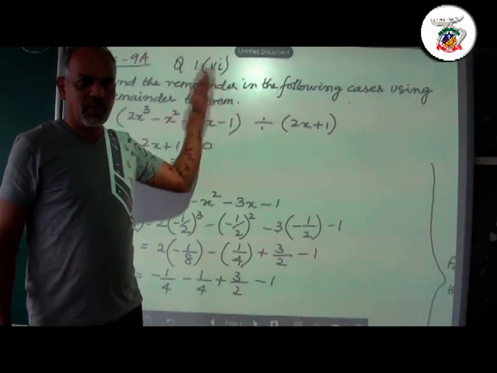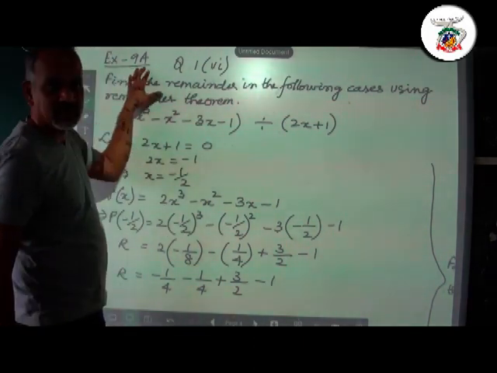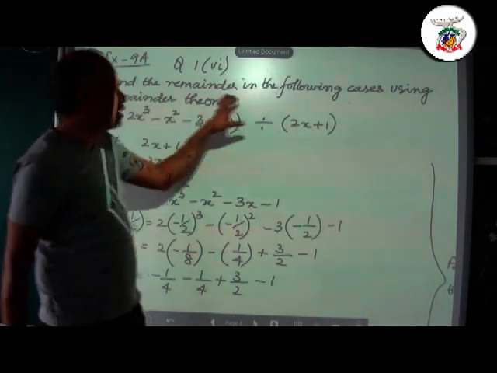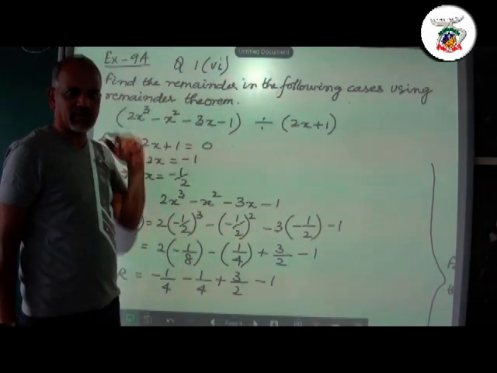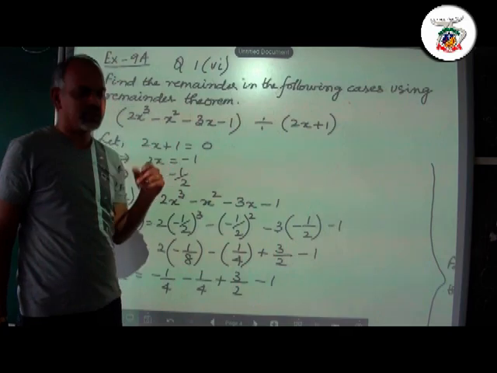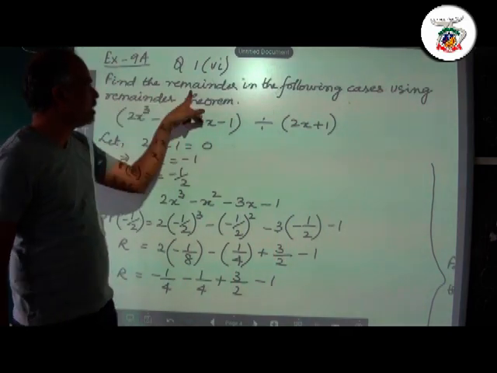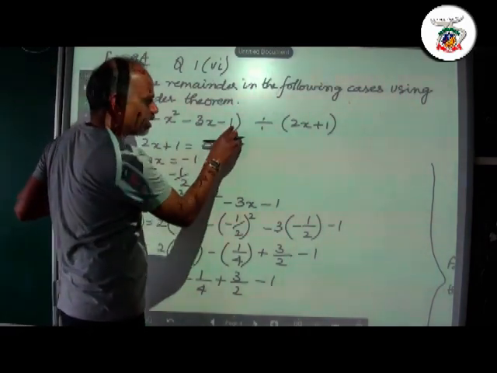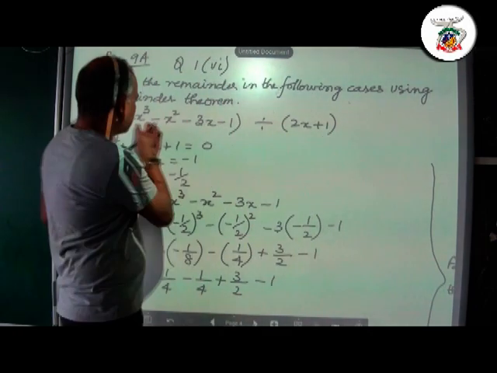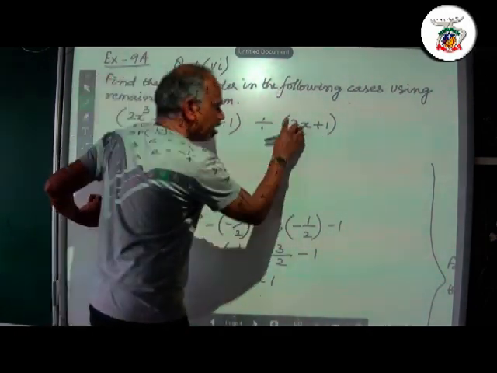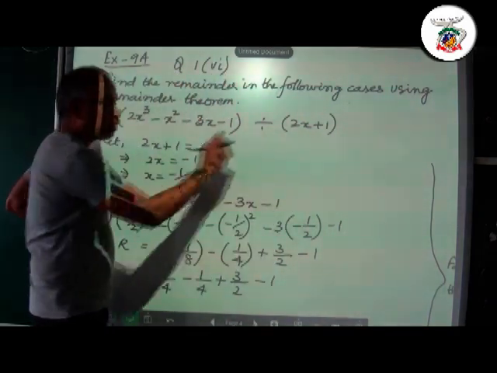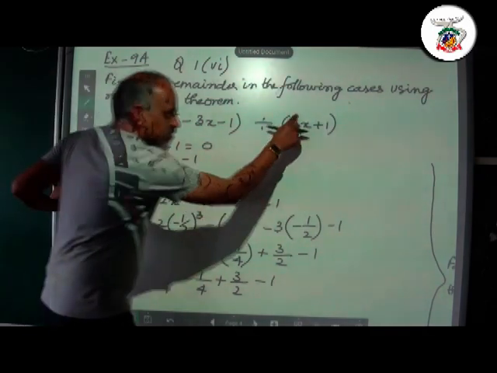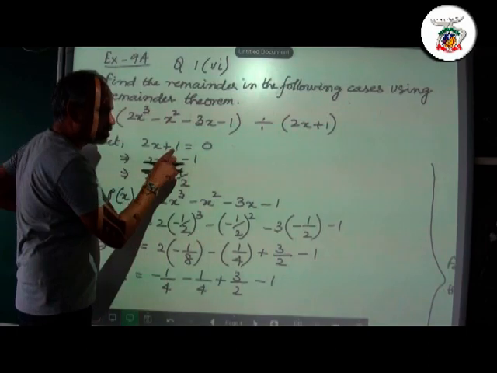This is an example from exercise 9a, question number 1, subdivision 6. The question is: find the remainder in the following cases using the remainder theorem. You are not going to use the actual division method; you are going to use the remainder theorem to find the remainder when you divide 2x cubed minus x squared minus 3x minus 1 by 2x plus 1. This is the polynomial you are going to divide, and you are going to divide by 2x plus 1. Whatever you are going to divide by, assume that to be equal to 0. So let 2x plus 1 be equal to 0.